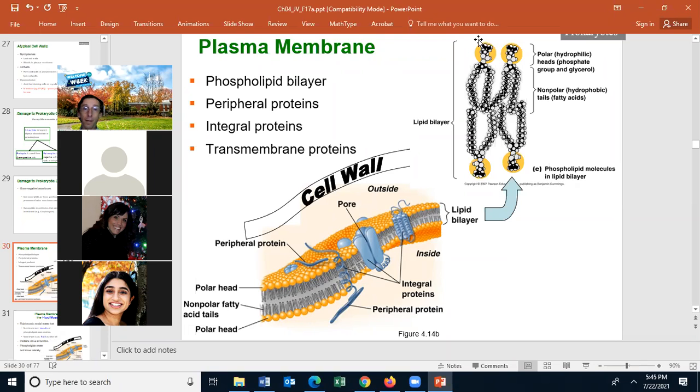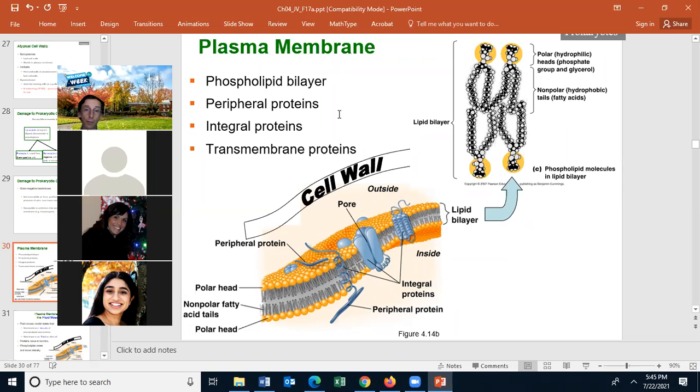Phospholipid molecules are the main molecule in the cell membrane, the plasma membrane, but they are not the only molecules in the plasma membrane. You also have carbohydrates and proteins. The proteins are important, and let's talk about three of them.